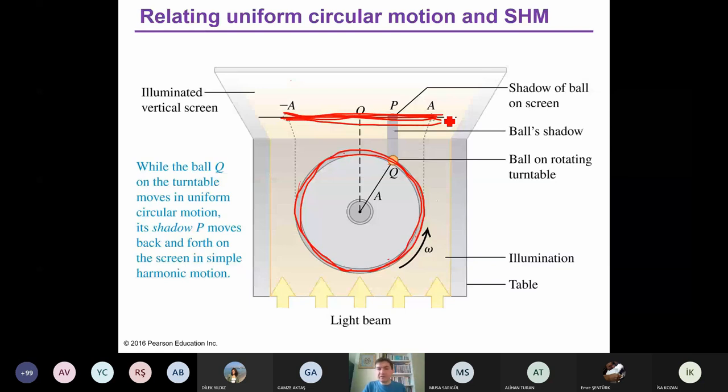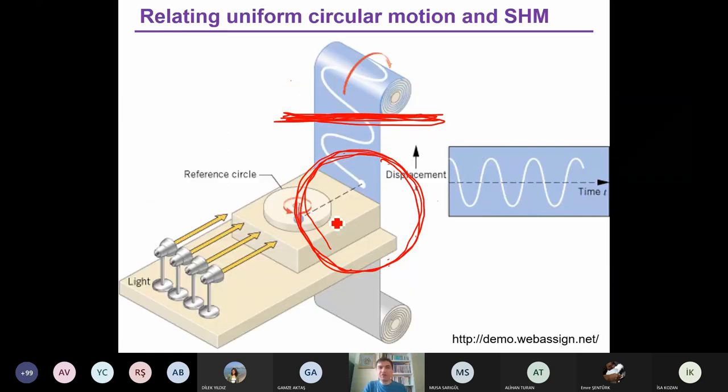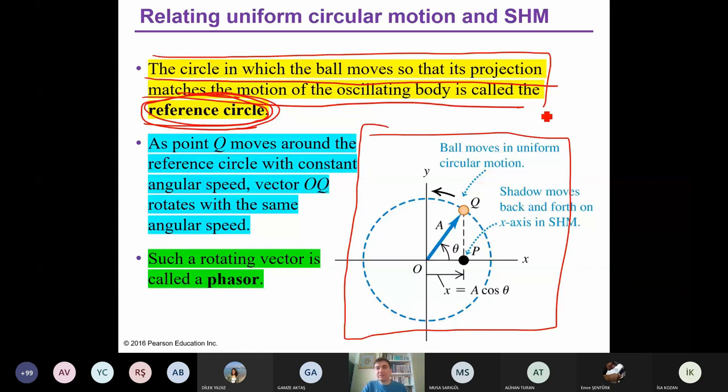So if this circular motion can be expressed with this periodic motion, then this circle is called the reference circle. This circle in which the ball moves so that its projection matches the motion of the oscillating body is called the reference circle. And this cue ball is moving around this reference circle. So now, what about the speed of this cue ball, and what about the acceleration of this cue ball?